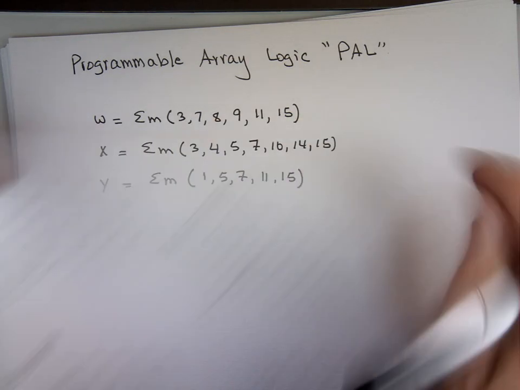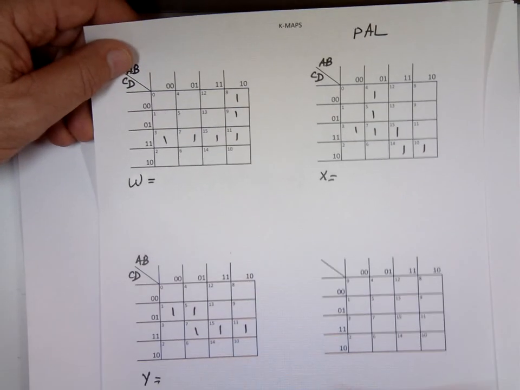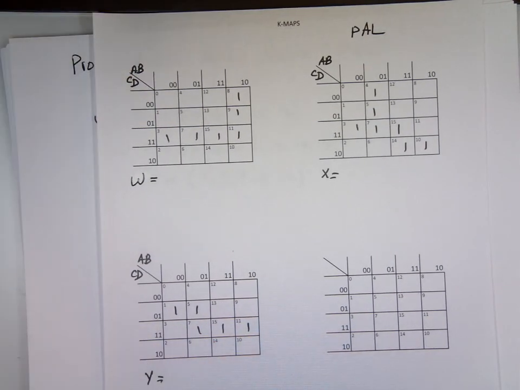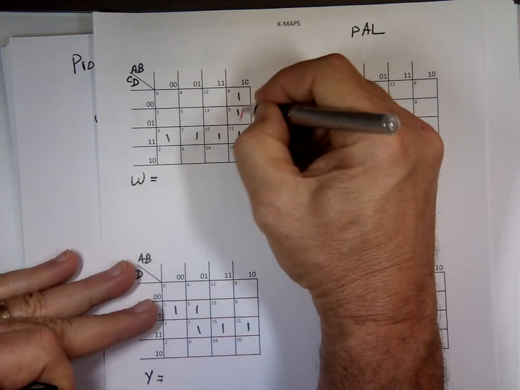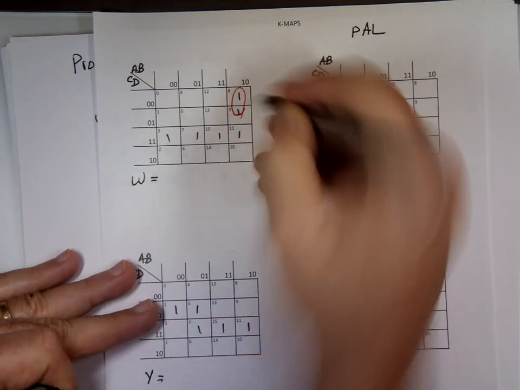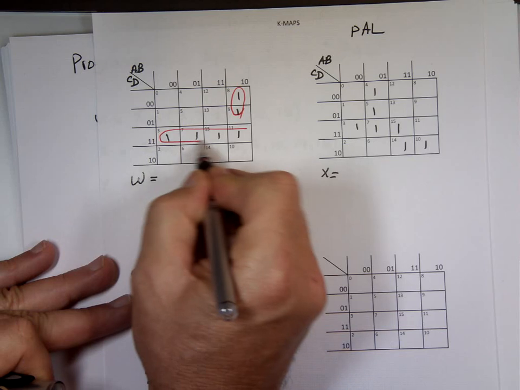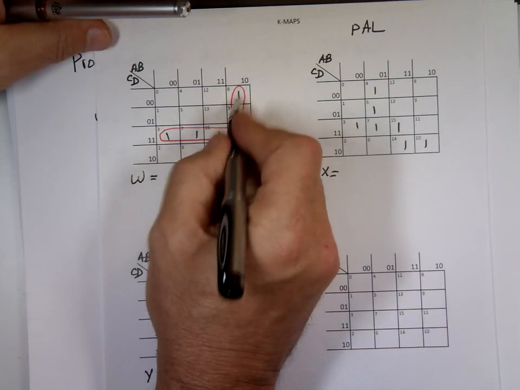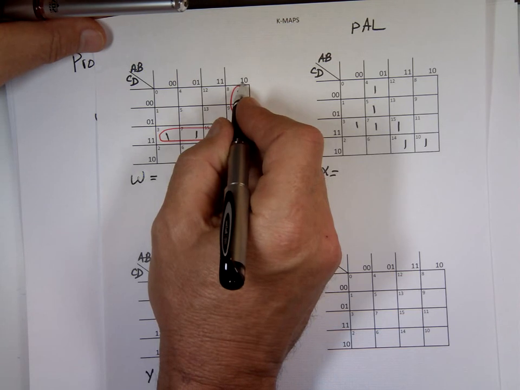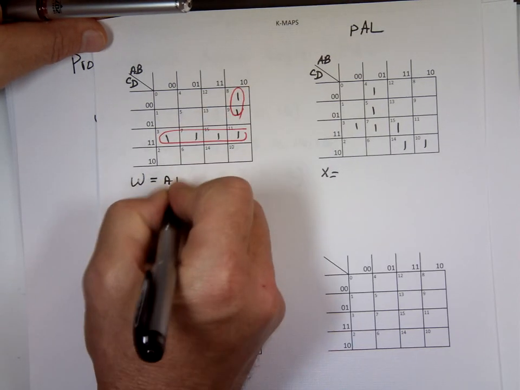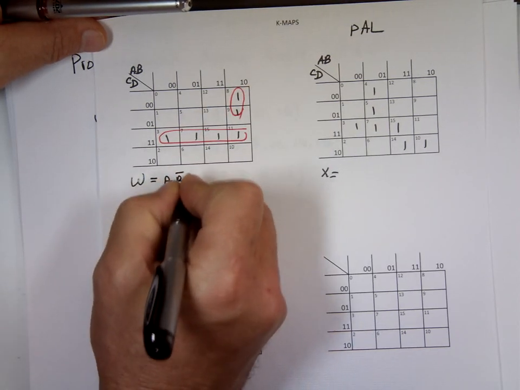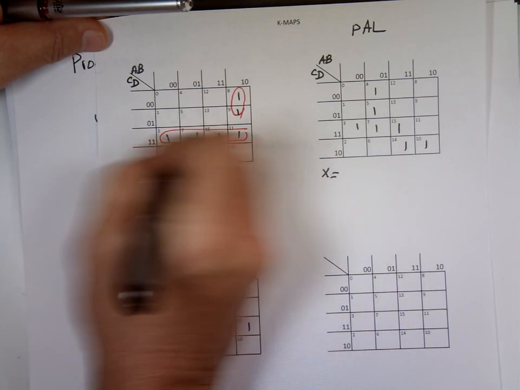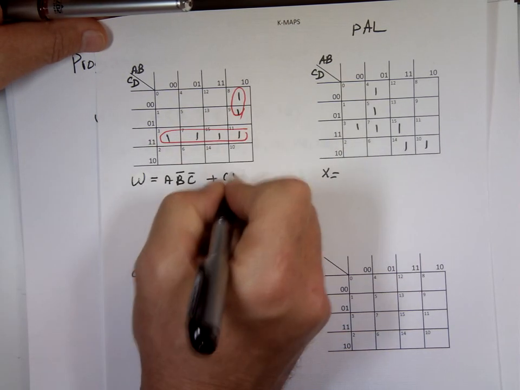So you take these, you plug them in, and now you try to group them. Again, I don't care if they match or not. I'm not paying attention to matching. This is one of them. This is one of them. So this will be what? A, B bar, C bar. The bottom one here, the big one, will be what? C, D.